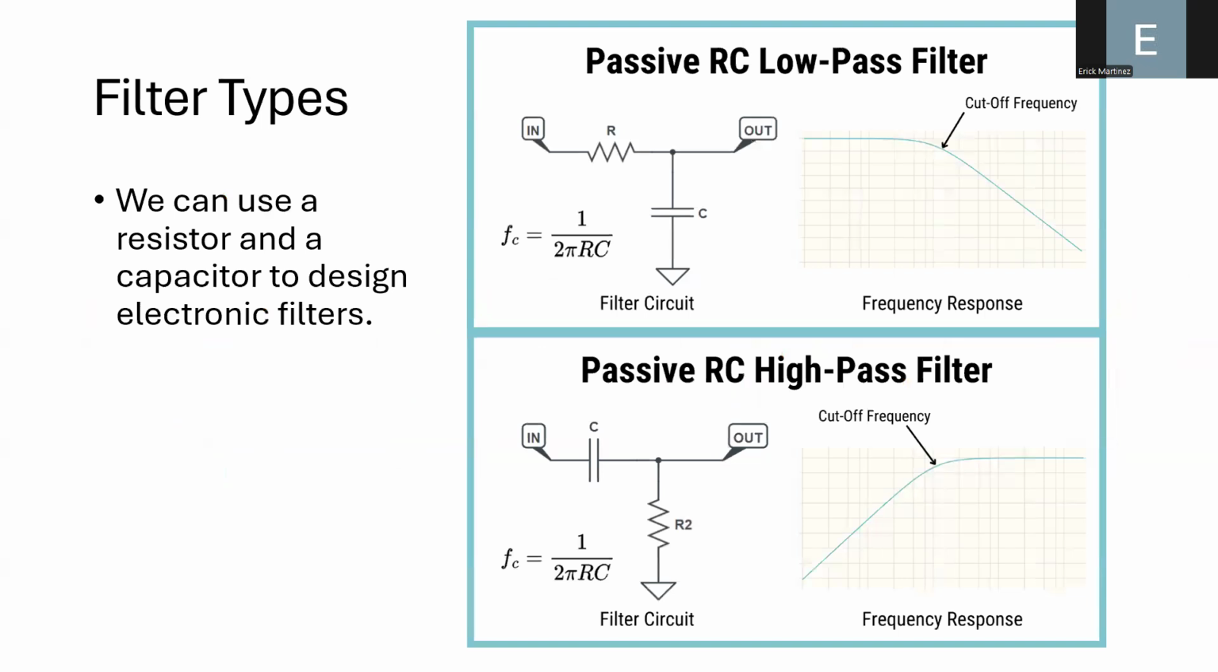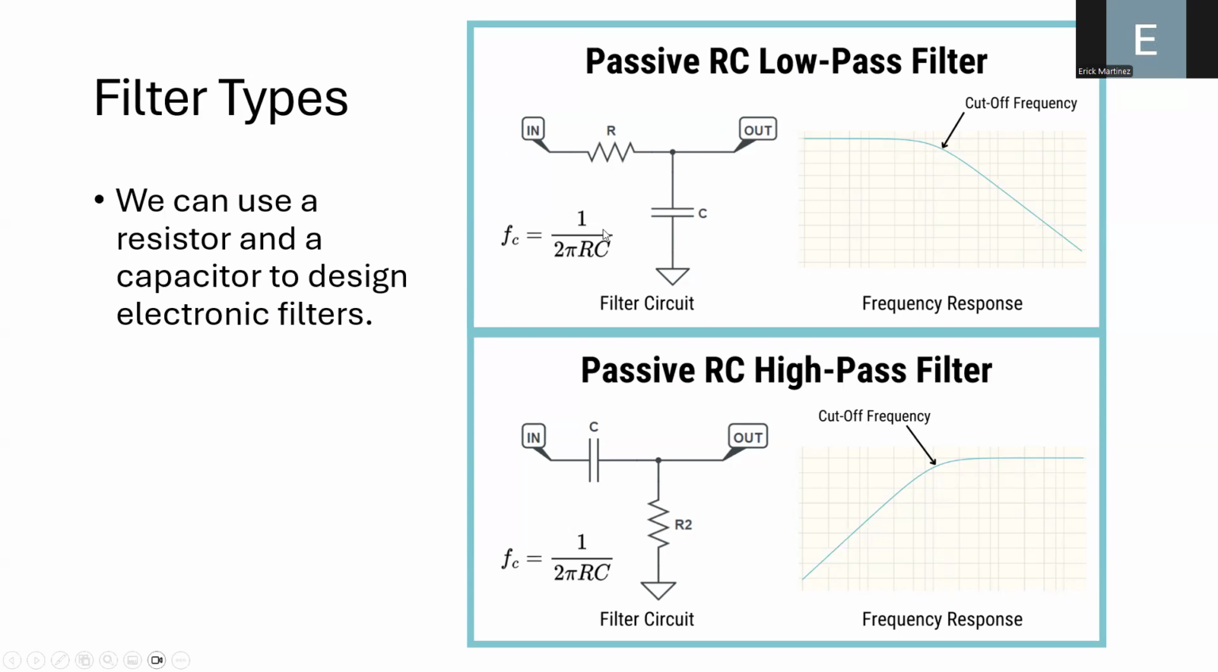Okay, so how can you design these filters? Well, the simplest way is to use passive components. Passive components are resistors and capacitors, or maybe inductors. For example, if you have your input voltage, then a resistor, and you measure the output voltage across the capacitor, you will produce a low pass filter.